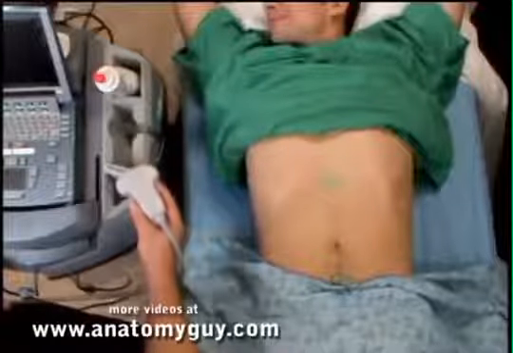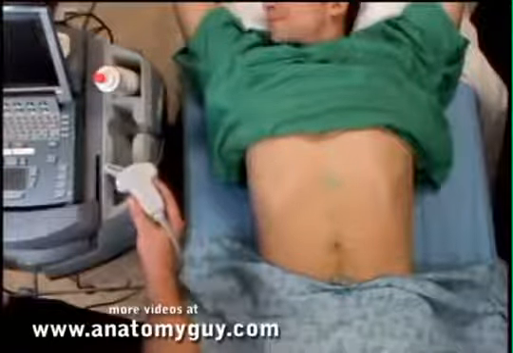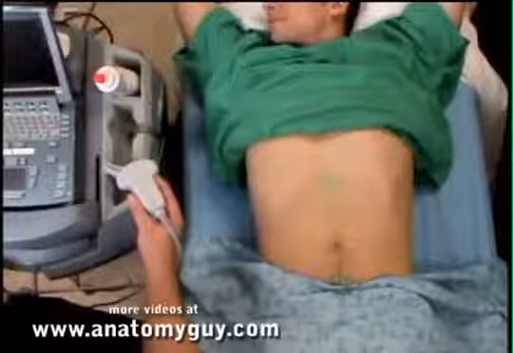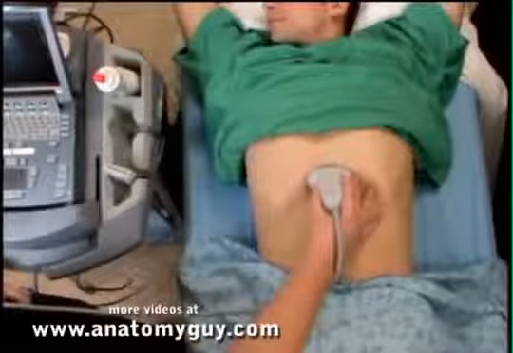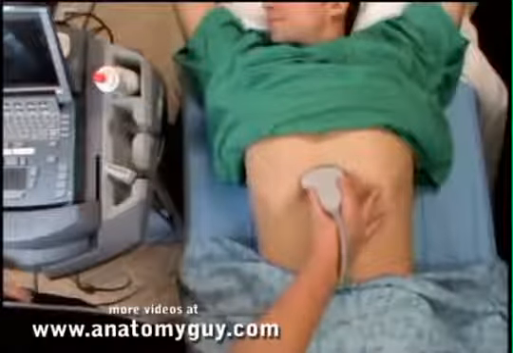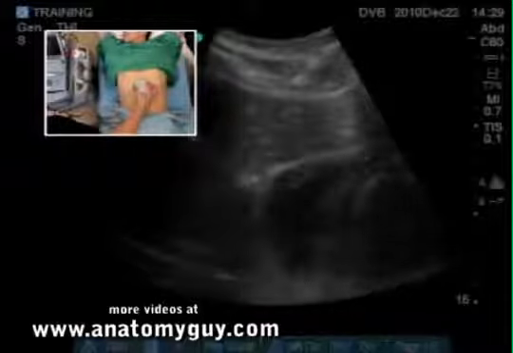Next, for our FAST exam, with the probe marker towards the patient's right, we're going to place the probe just caudally to the xiphoid process. Using the liver as an acoustic window, we're going to pan and scan through and visualize the heart in the subxiphoid view.